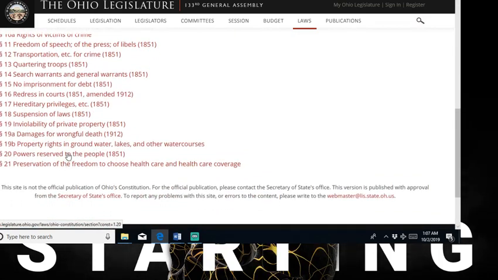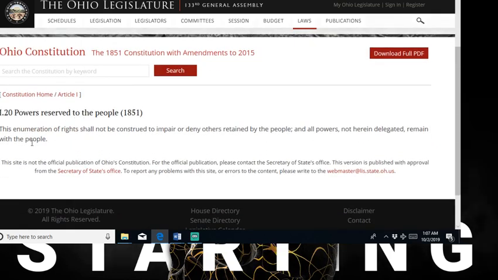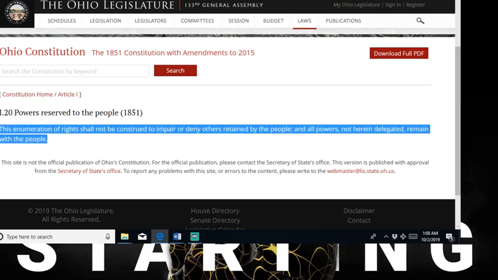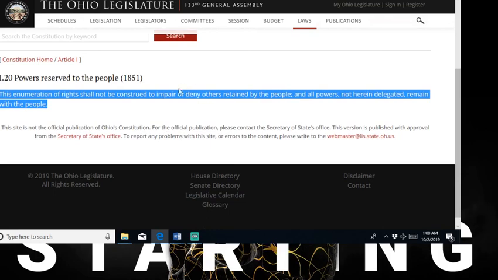We're going to talk about here. Powers reserved to the people. This enumeration of rights shall not be construed to impair or deny others retained by the people, and all powers not herein delegated remains with the people. So, anything that's not delegated by law, you can delegate it under international common law, which common law through contract can be considered foreign or private law, considered to be foreign international law, in which you have a right to contract. Let's get this right.